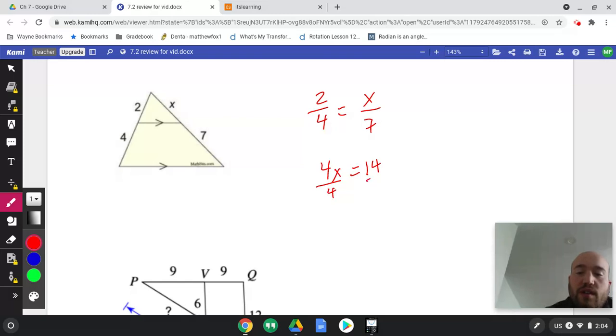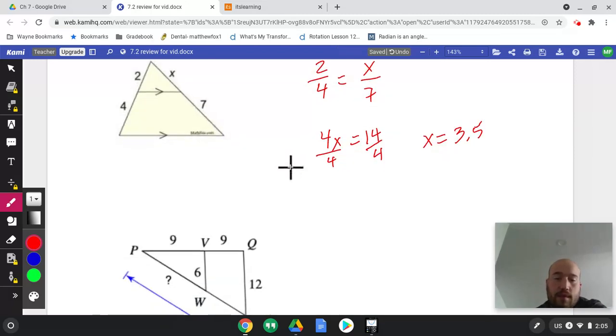Divide by 4. Now some of you might have second guessed this because we get a decimal. That's okay. 14 divided by 4 does give us 3.5. Okay? Sometimes that's how it is, and that's all right.